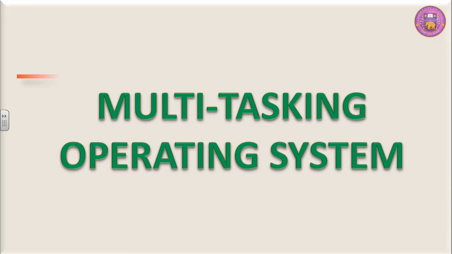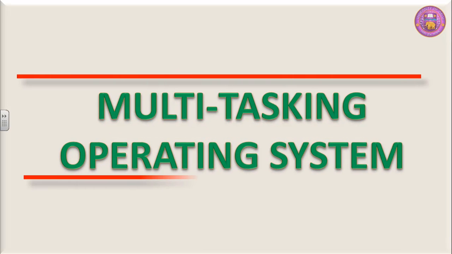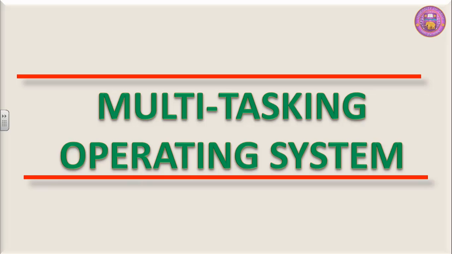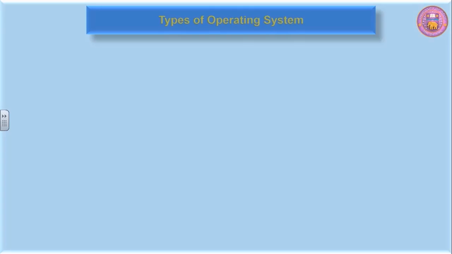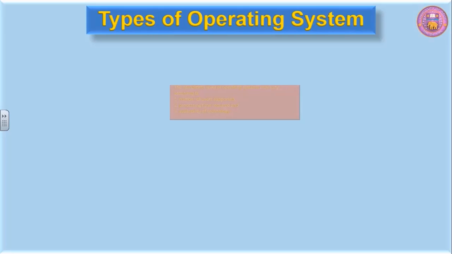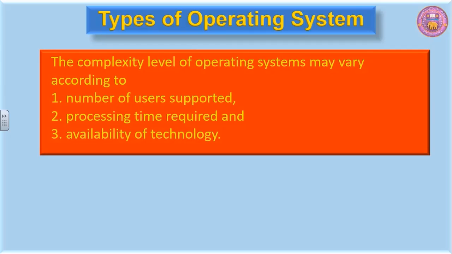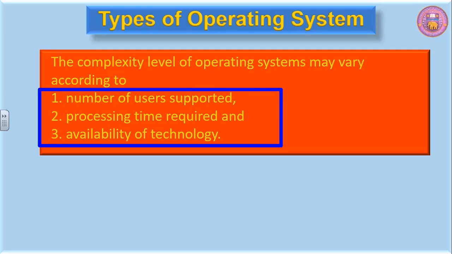Welcome to my class. In this particular session, we will talk about multitasking operating system. There are different types of operating systems. The complexity level of operating system may vary according to first, the number of users supported, second, the processing time required, and the third one is availability of technology. On the basis of these three factors, we can determine the complexity level of operating system.